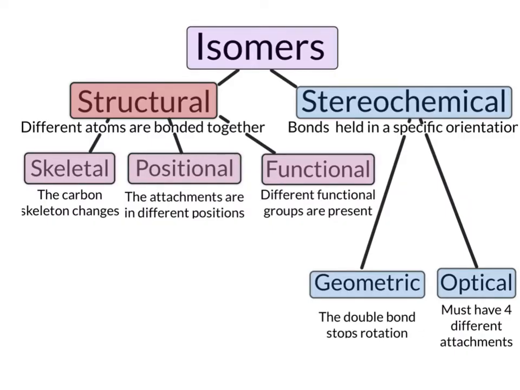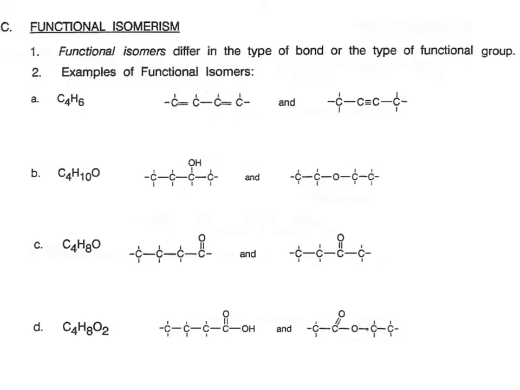So in this video, we're going to talk about isomers that are structural isomers. That means they're bonded together in some different way, and they are functional isomers. Functional isomers are ones that have different functional groups present. Functional isomers have the same molecular formula, but will differ in the type of functional group they have, which means that the class of compound will differ.